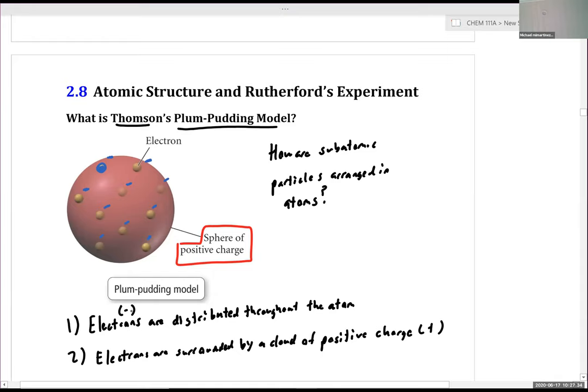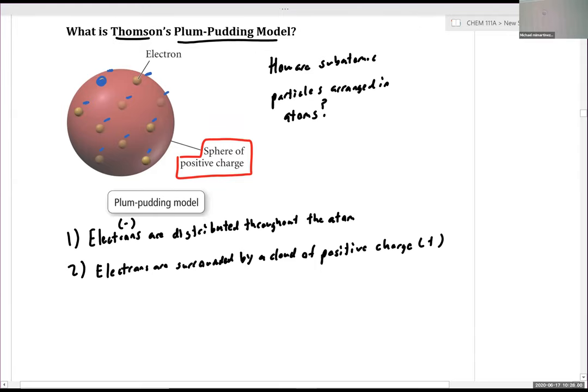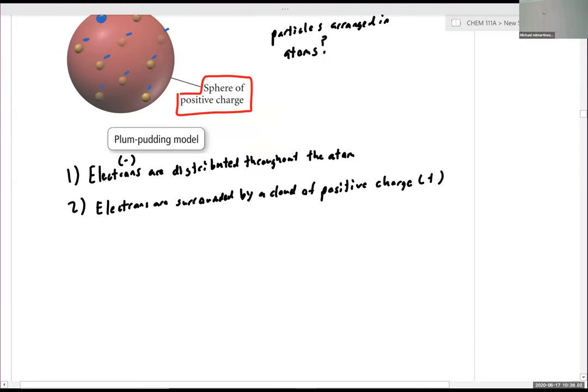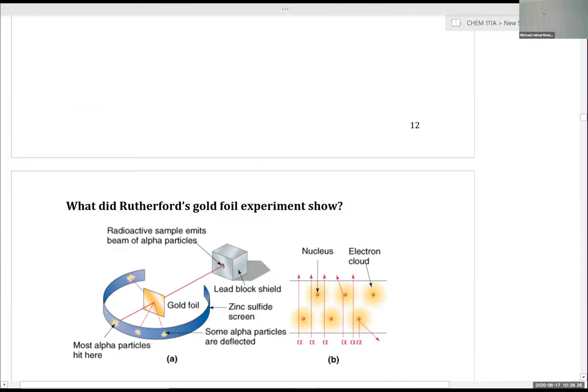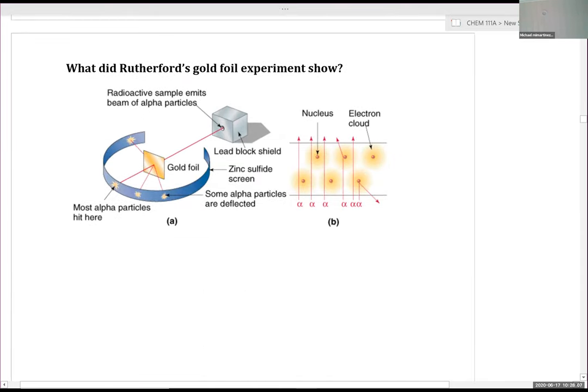Now, we can already notice a bit of dissonance with our previous studies of subatomic particles. We clearly have evidence that there are positively charged particles that we have called protons. So to showcase the flaws in this model, Rutherford proposed quite an interesting experiment known as the gold foil experiment.